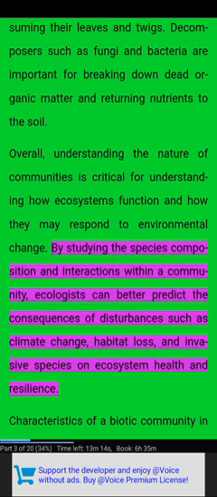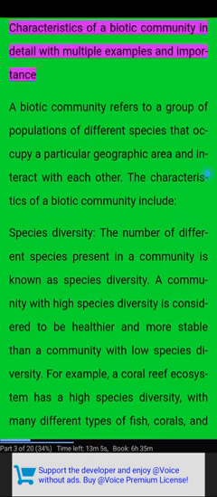By studying the species composition and interactions within a community, ecologists can better predict the consequences of disturbances such as climate change, habitat loss, and invasive species on ecosystem health and resilience. Characteristics of a biotic community in detail with multiple examples and importance.